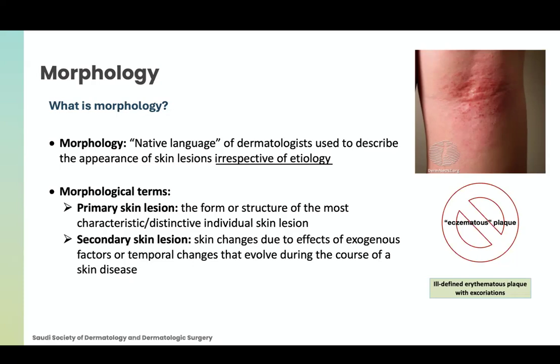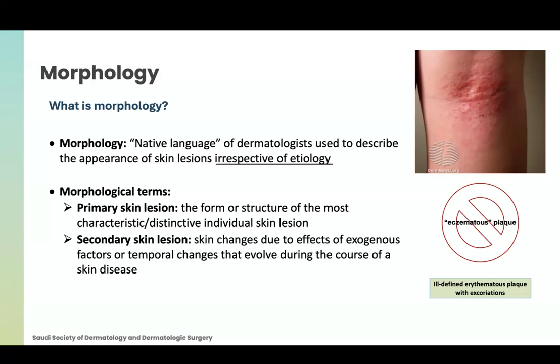A primary skin lesion refers to the form or structure of the most characteristic, most distinctive individual skin lesion. It's the striking skin lesion that the patient has. It's the thing that's going to draw you most to the patient, or is the biggest lesion, the most concerning, etc. Secondary skin lesions are skin changes that occur to your primary skin lesion or occur to normal skin due to effects of either exogenous factors or temporal changes that occur while the disease is evolving.